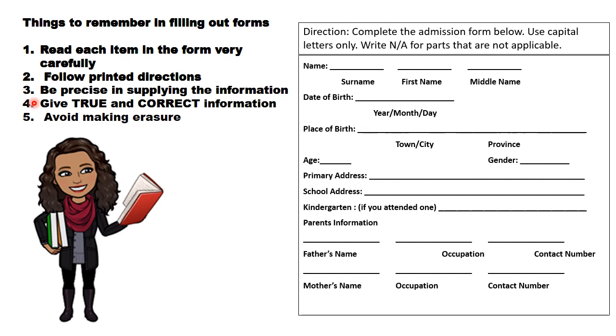For numbers 5 and 6, we must remember to avoid making erasures and handle the form with utmost care. You must always keep the form presentable. Crumpled parts of the paper or too many corrections can cause confusion and will slow down the processing of the form or the transaction itself.